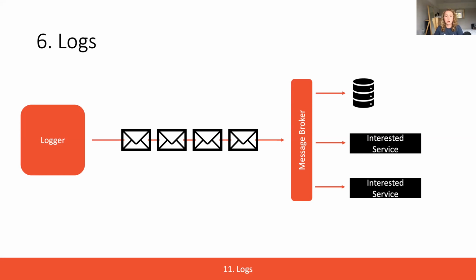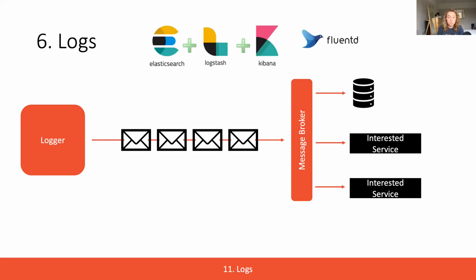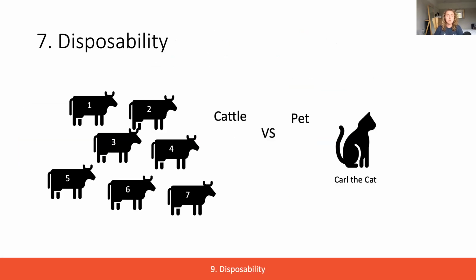Tools might include things like the ELK stack, so Elasticsearch, Logstash, Kibana. You might be using something like FluentD, Splunk, Sumo Logic, or any number of tools to capture and analyze your log emissions. So that one remained fairly similar to the original 12 factors, but still very important. Another one that's fairly similar is disposability. Again, same name, same concept.